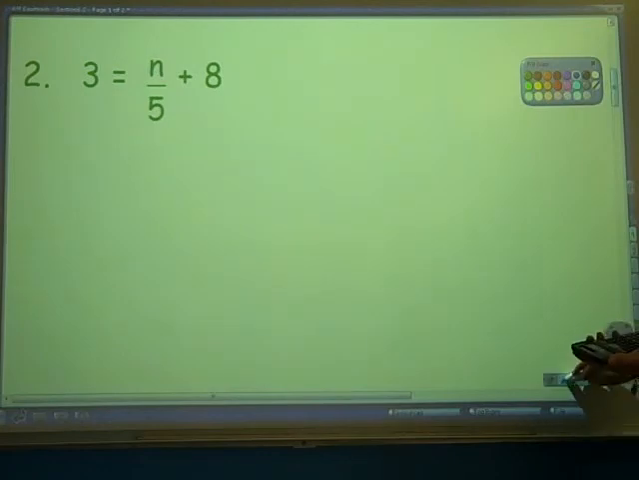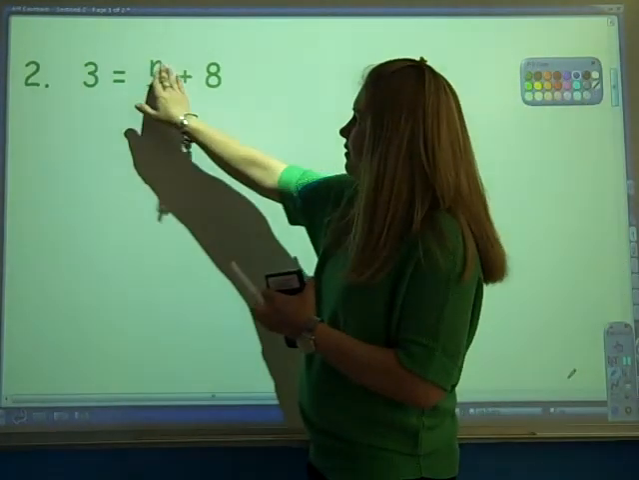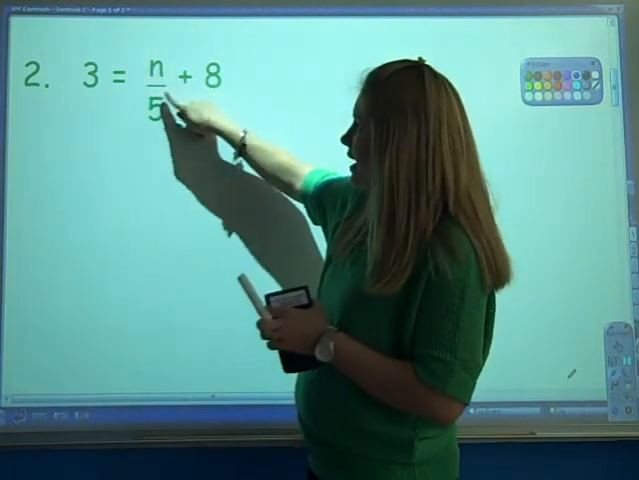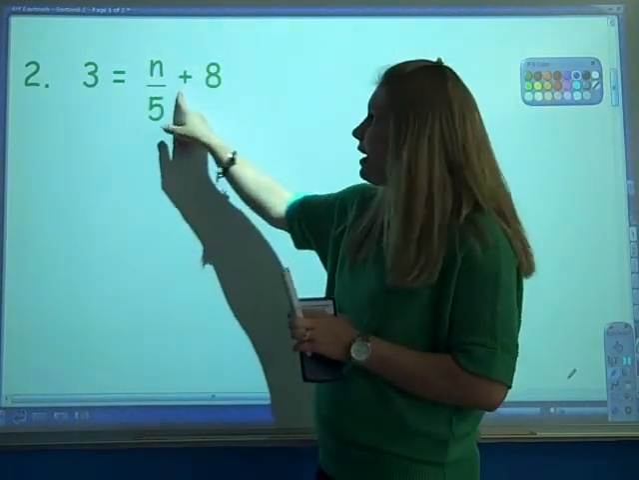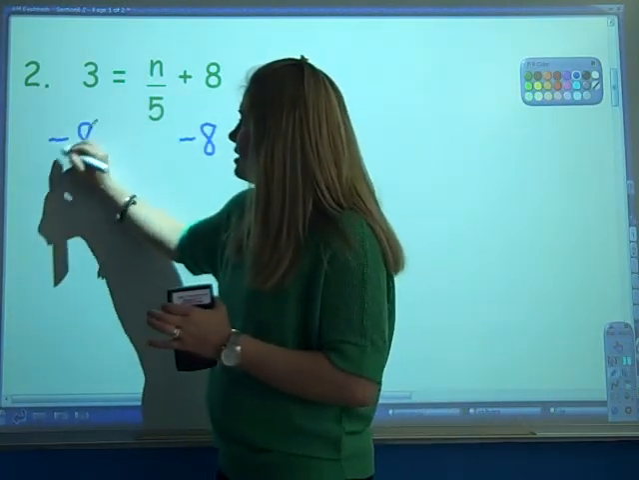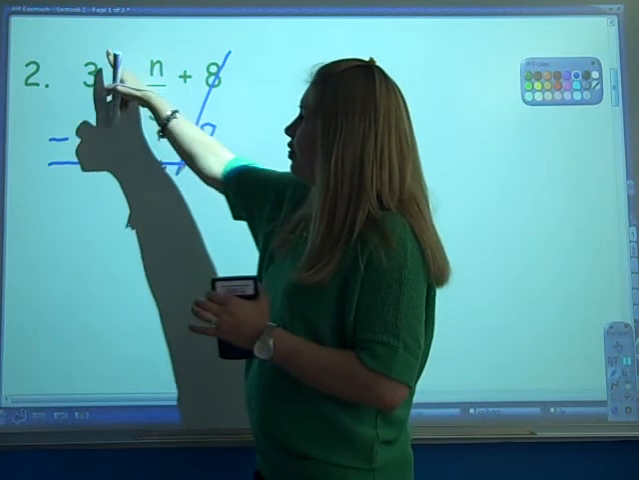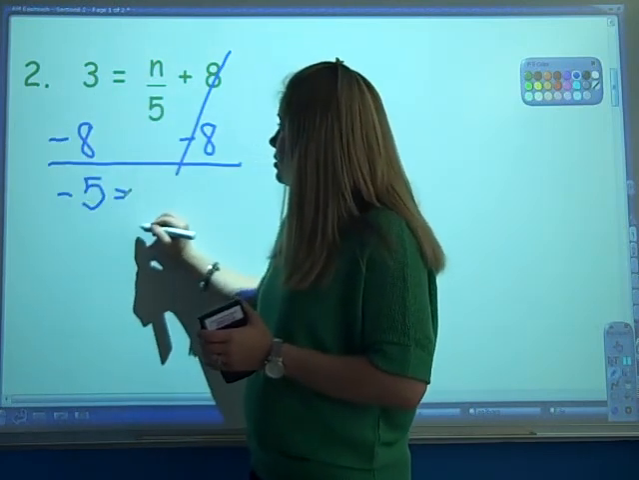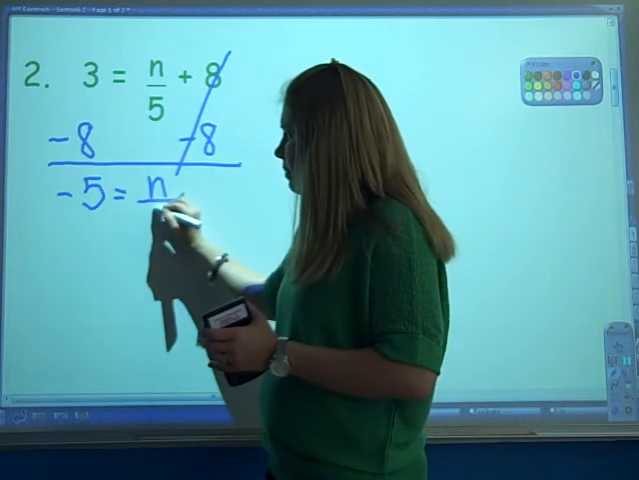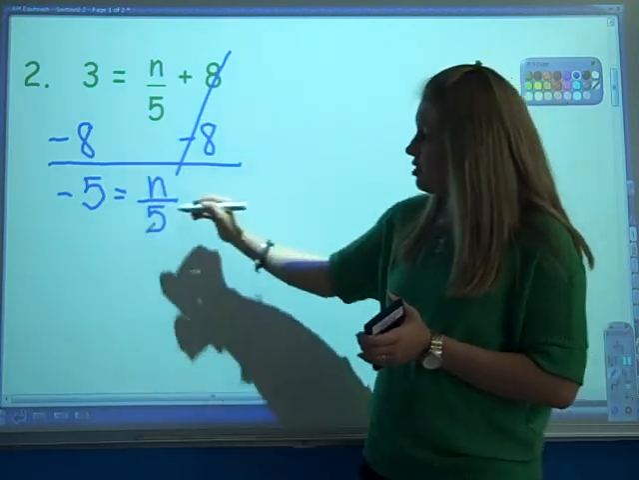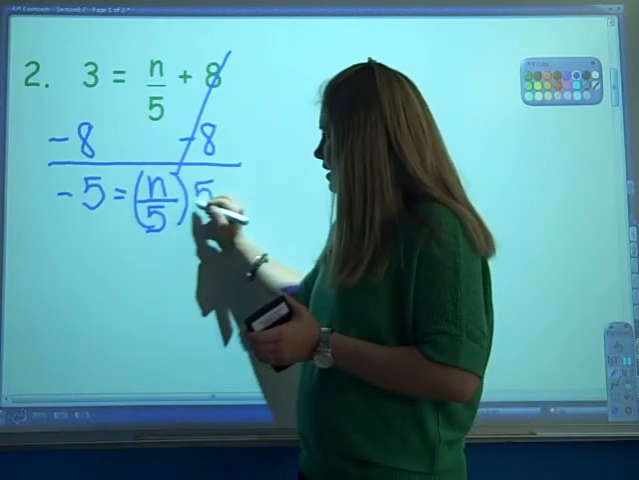Okay, so the first thing you want to do, find your variable. My variable's on the right side this time. I have division with my variable divided by 5 and addition with my variable adding 8. Undo addition first by subtracting 8 to both sides. 3 take away 8 will be negative 5 equals, you still have n divided by 5 here. I'm going to write it like that, n divided by 5. Undo the divide by 5, multiply both sides by 5.